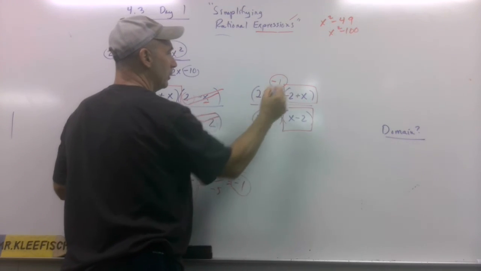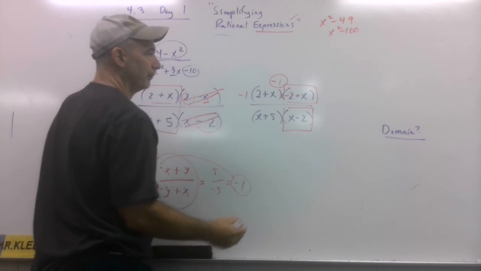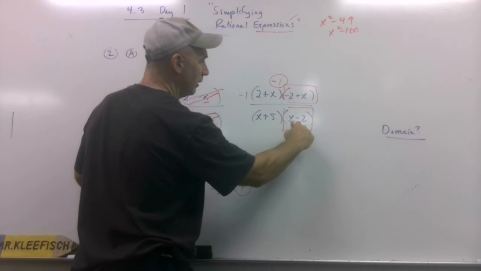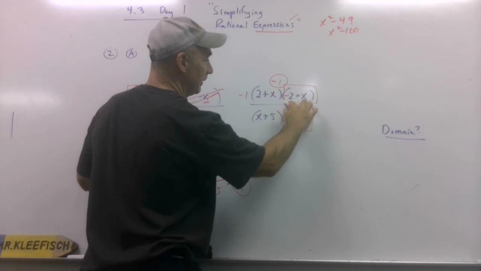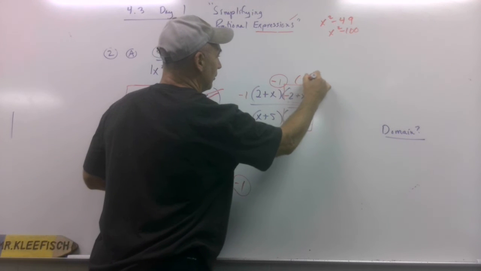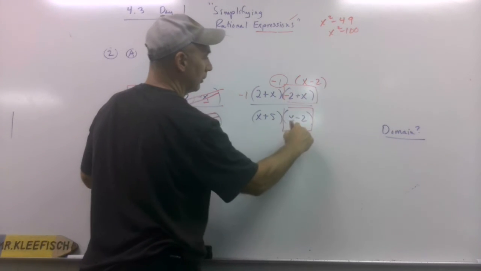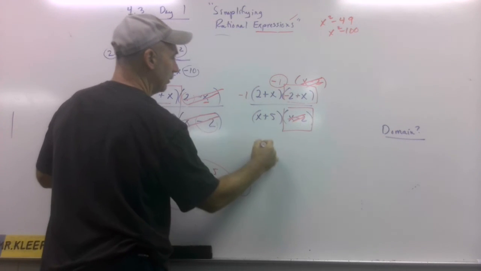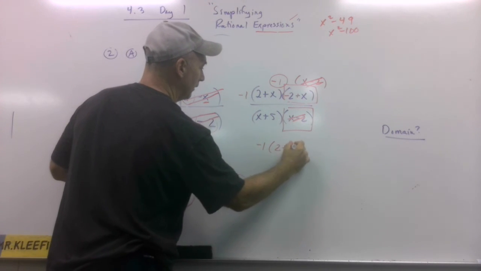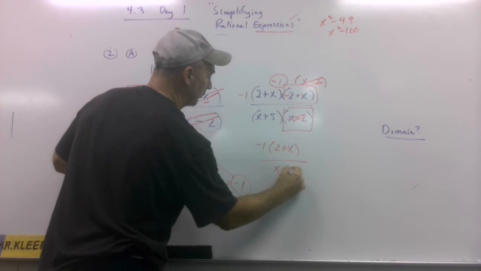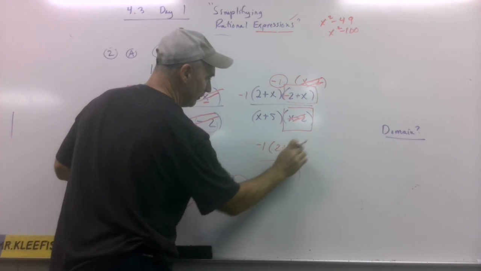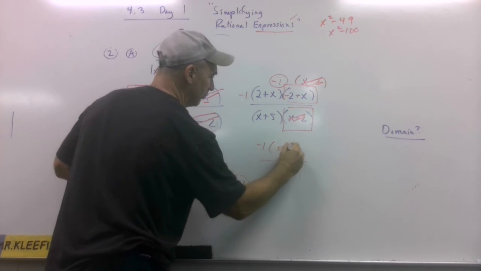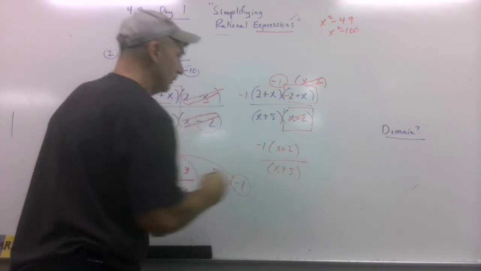Where does this -1 go? In the front. What are these now? Well, they're exactly the same. If I just flip these like that, that would actually be x minus 2. You can clearly see they're the same. So I'd be left with -1, 2 plus x, all over x plus 5. If you don't like that, you can flip it, x plus 2, but you don't have to. All right.